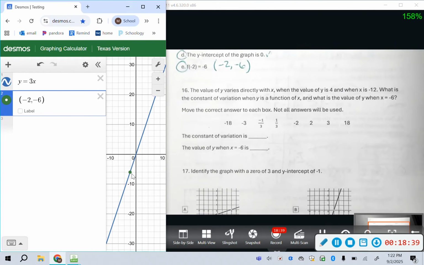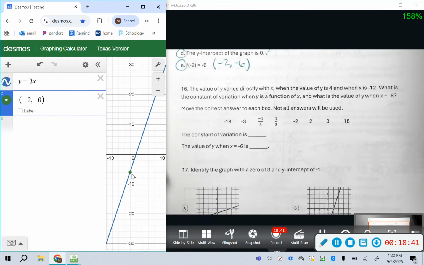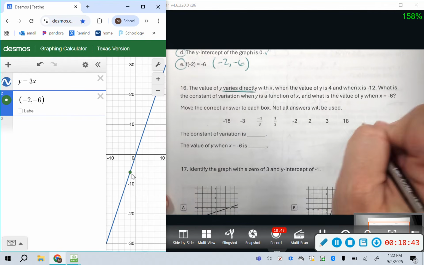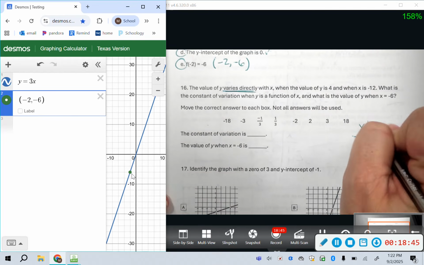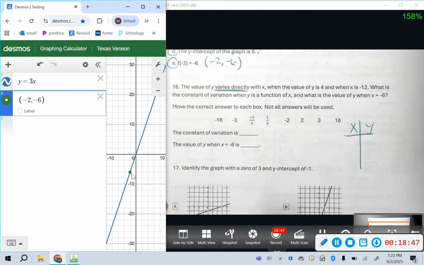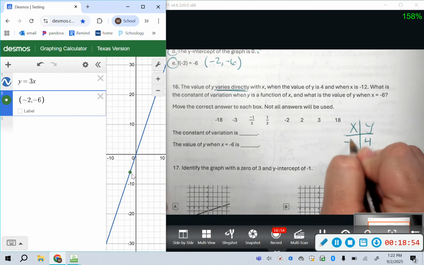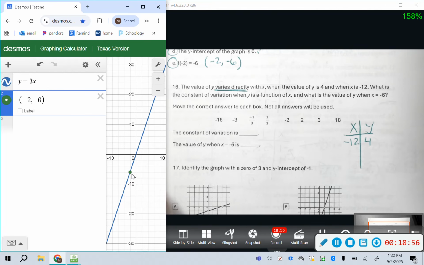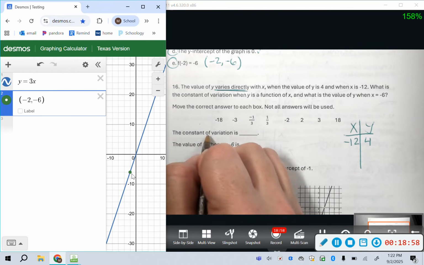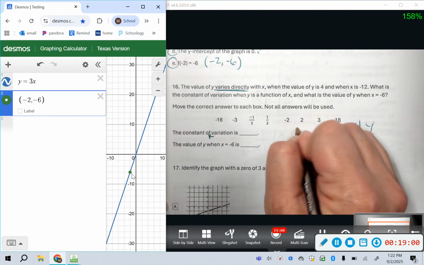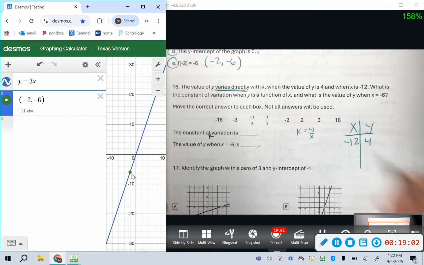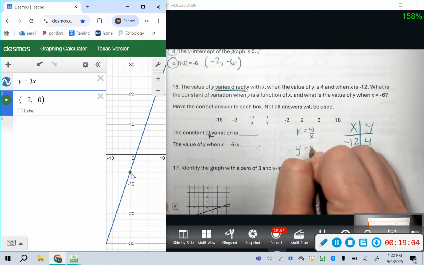Okay, 16, we did in class, but just in case, it says varies directly. Anytime I see varies directly, I'm drawing a table on my paper. Goodness gracious. It says when the value of y is 4, x is -12. So I know that's a point it gives me. It says what is the constant of variation? Remember, that's my k. Remember, k equals y divided by x, and our equation is y equals kx.